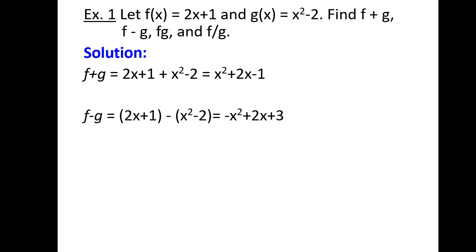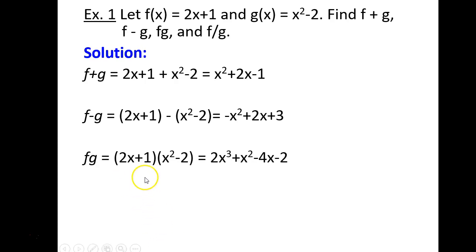The difference, f minus g, is 2x plus 1 minus x squared minus 2. Notice I put parentheses around that. That negative has to be distributed. Don't forget that. So when we combine like terms, we get negative x squared plus 2x plus 3. F times g, so we're going to multiply 2x plus 1 times x squared minus 2, so we can FOIL that.